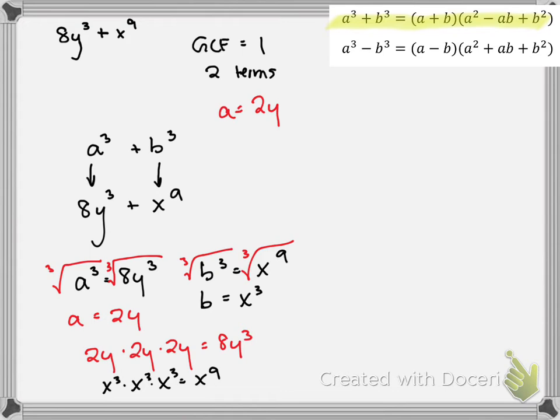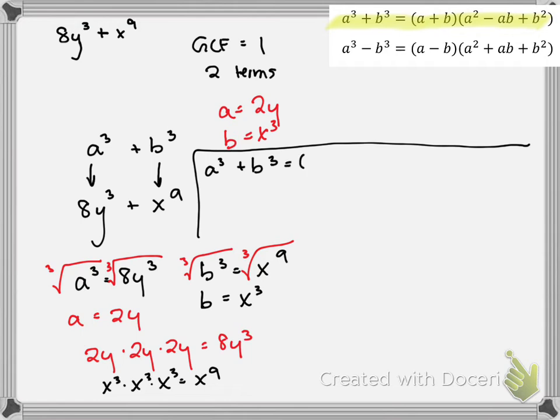Wherever I see an a in this equation, I'm going to end up writing 2y, and wherever I see b, I'm going to be writing x cubed. I think we have enough information now to actually start and write our equation. So I'm going to write out the formula here, separating out some room. So we have a cubed plus b cubed equals a plus b times the quantity a squared minus ab plus b squared.